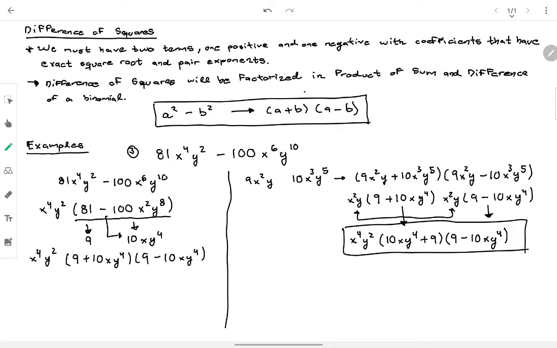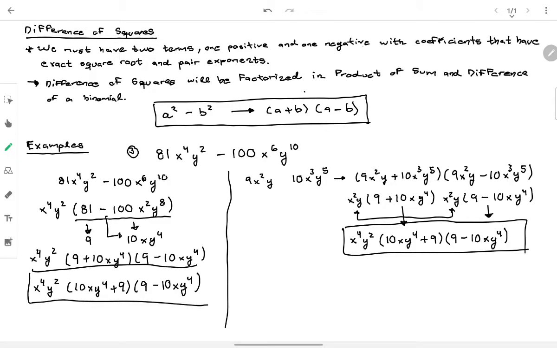So now I only need to order it, and it's going to be x to the 4 y squared, that multiplies 10x y to the 4 plus 9, that multiplies 9 minus 10x y to the 4. And we can check out that this specific answer is the same as this specific answer. So you can do it both ways.